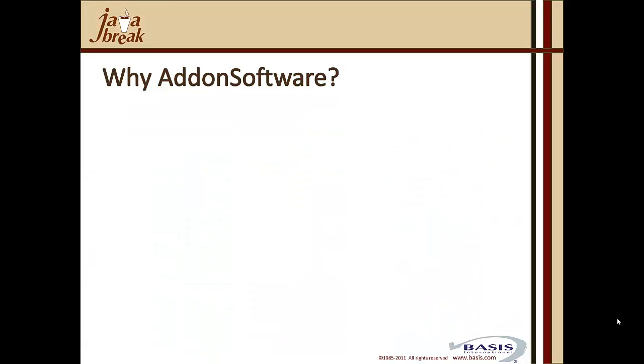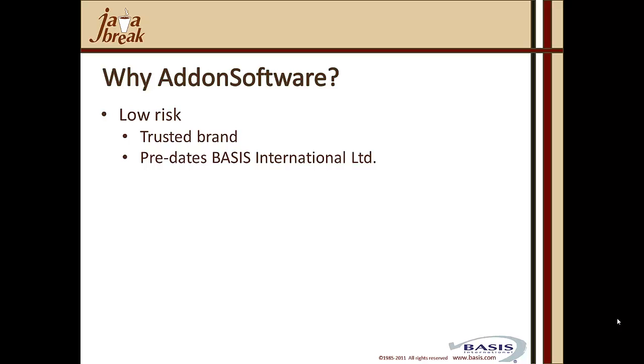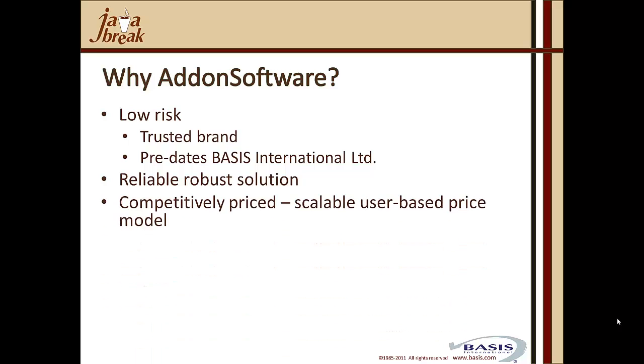Here's why you should be considering Add-on Software as your ERP product of choice. Add-on Software is a product that is low risk, with a long time in the market and thousands of users. Basis International just celebrated its 25th anniversary, and Add-on actually predates Basis. Basis itself uses Add-on Software as its core ERP solution with significant customizations. It's a reliable, robust solution, and much like the Basis technology upon which it's built, we can scale it from 1 or 2 users all the way up to hundreds of users.